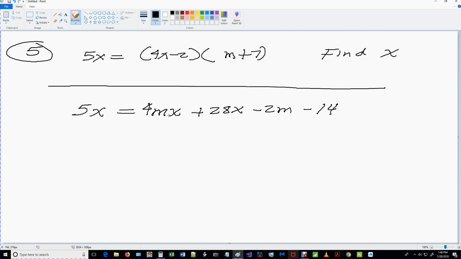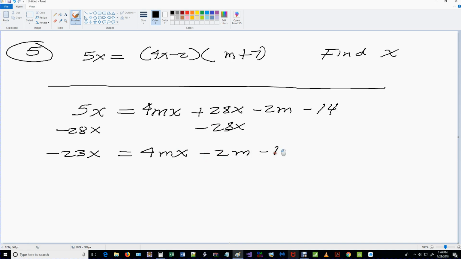Alright, so next we need to move all the x's to the left. We need to get rid of this one from the right hand side because it has x, and we need to get rid of this one from the right hand side because it has x. Let's do one at a time. First, let's do minus 28x, so minus 28x. Alright, so equals. First on the left side, 5 minus 28 gives you minus 23x. And on the right hand side, you got 4mx. 28x minus 28x is nothing, so you get minus 2m minus 14.